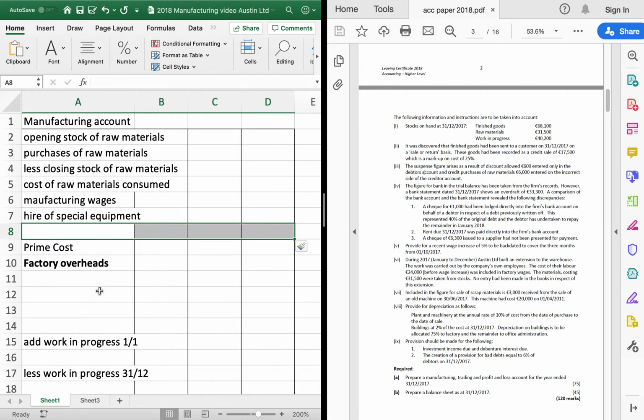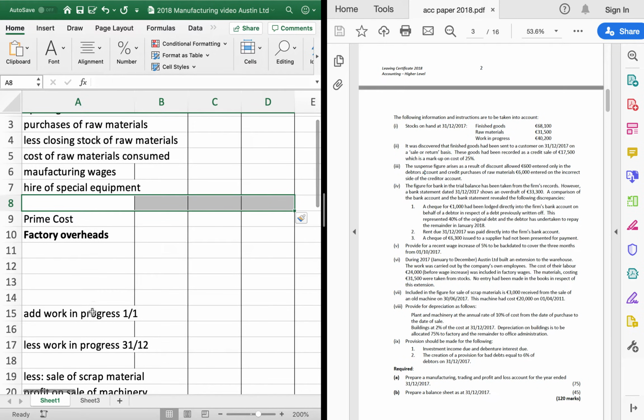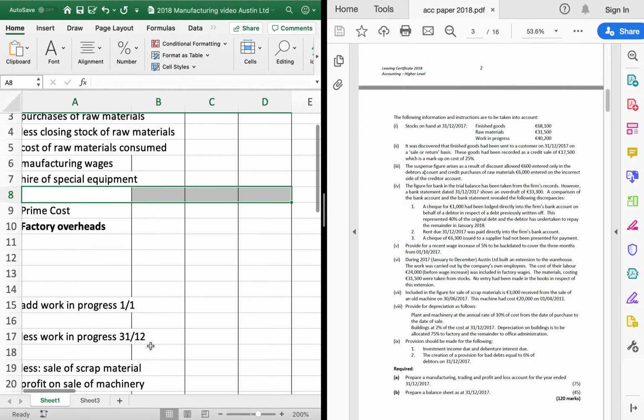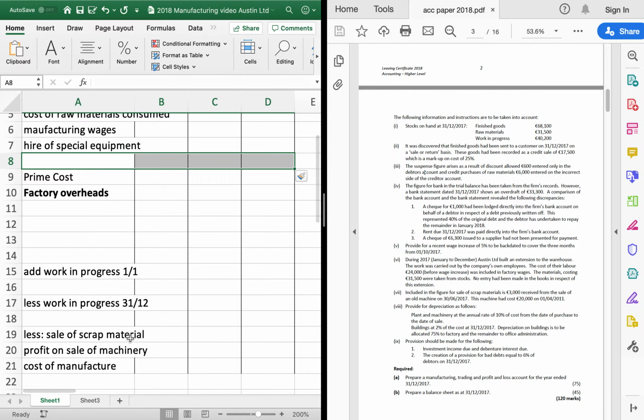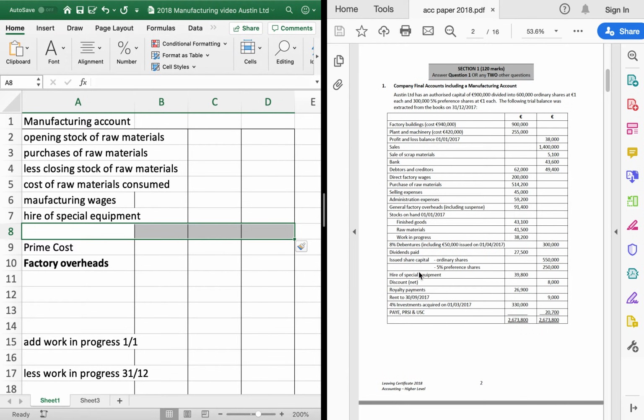Your factory overheads are the likes of your depreciation on your plant and machinery, and we know there's depreciation of buildings because it gets split up. If there's a loss on the sale of machinery, which there pretty much always is, and then your general factory overhead. So any expenses that we can attribute to the factory have to go in. Then it's just add work in progress, take away work in progress, and then you take away your sale of scrap material. If there is a profit on the sale of material, that gets taken away as well. So we'll just go through them. I'm hoping I will get this right first time.